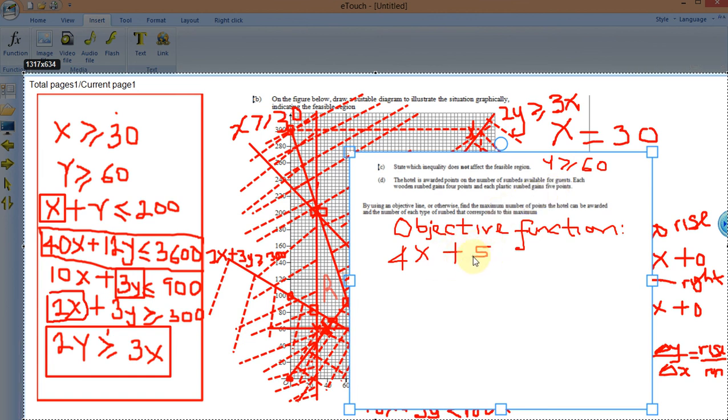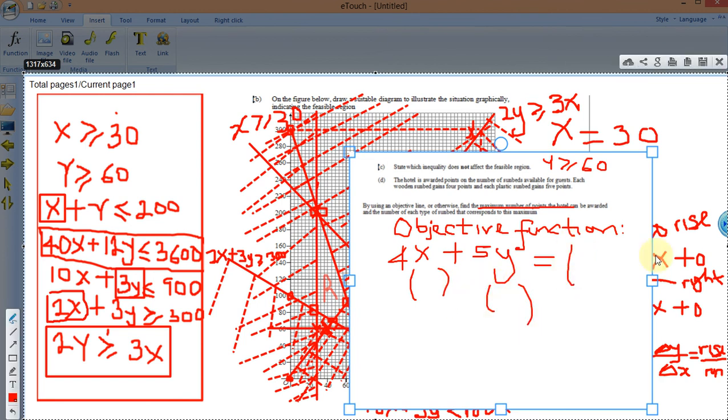So I have this equation now. I will now go for the points x and y, and see which one will give me the maximum. Because this question asks me, by using an objective line, to find the maximum number of points. So my objective is to find what value x and y can assume so that we have the greatest possible answer. That is the question.